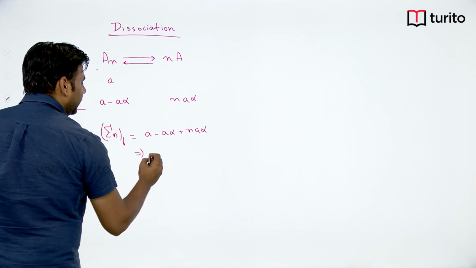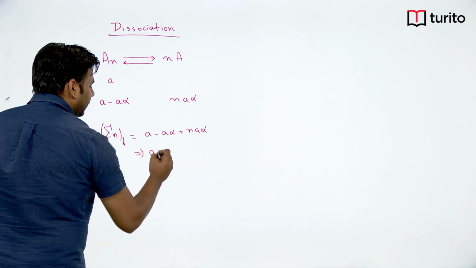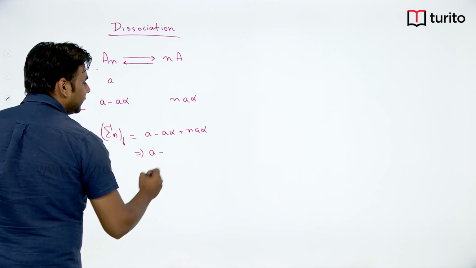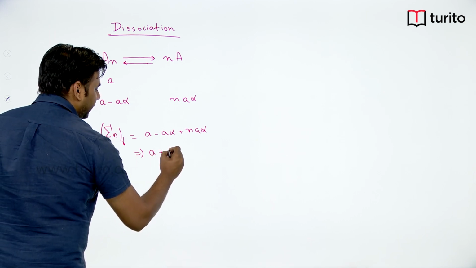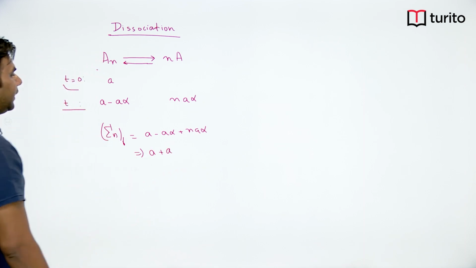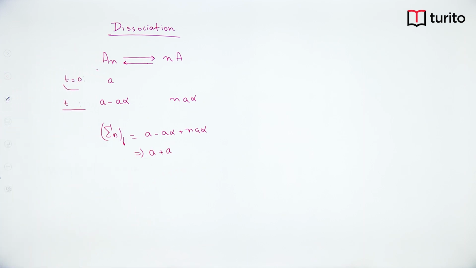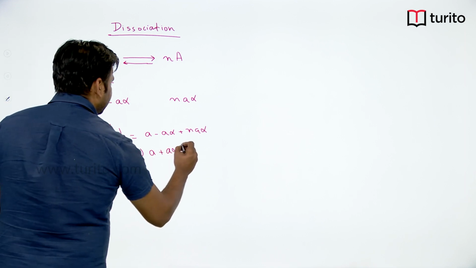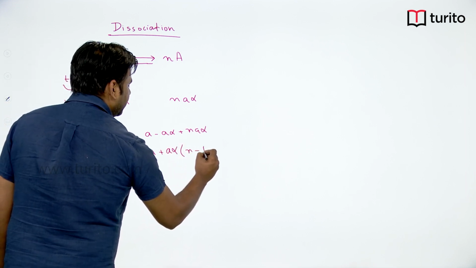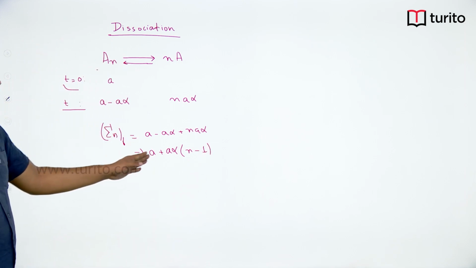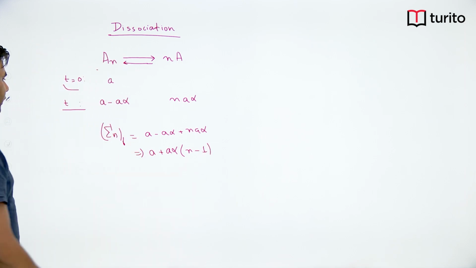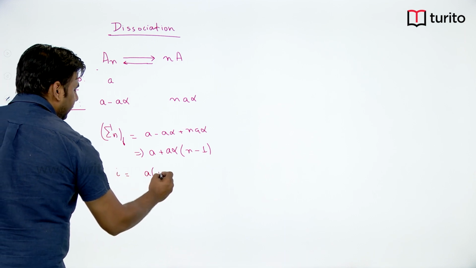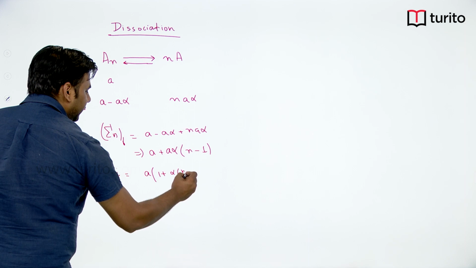So the total number of particles finally would be a minus a alpha plus n a alpha. We can take a alpha as common, so we can write this as n minus 1. So the total number of particles would be a plus a alpha into (n minus 1). So the Van't Hoff factor of this would be 1 plus alpha into (n minus 1).